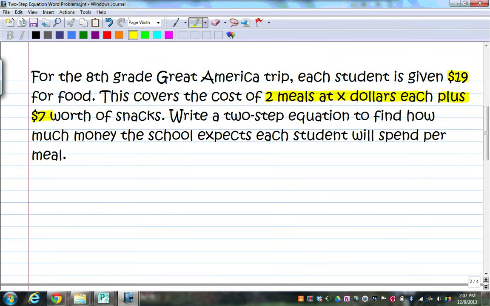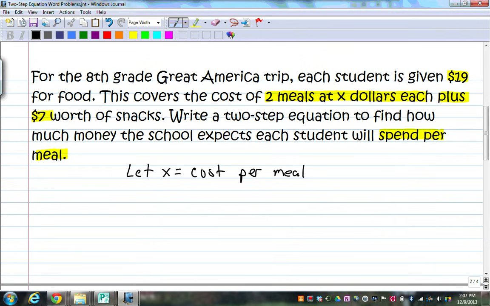Okay? Now, the thing about word problems, if you go to the very last sentence, you will almost always find what you're solving for. So here, spend per meal. That's what you're actually solving for. So if I were to write a let statement, I would say let x equal the cost per meal, because that's what I really want to find out.